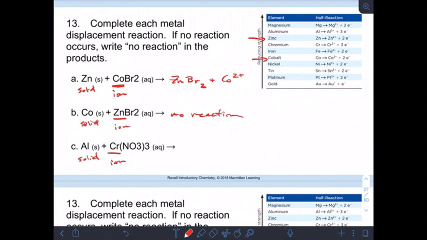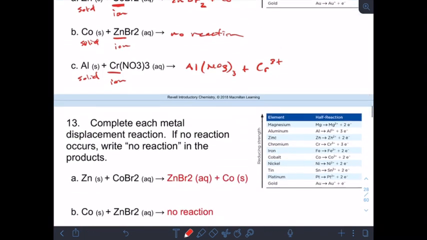All right, and let's look at C. So chromium ions, with aluminum, and aluminum metal is higher on the table. So a reaction will happen. So aluminum makes a 3 plus ion, so I'm going to have aluminum nitrate, that's a 3 plus, plus chromium, 3 plus ions. And let's see if we were right.